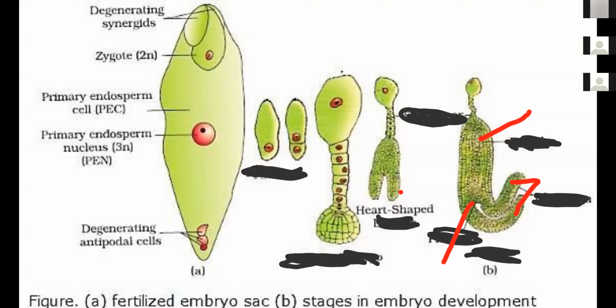So that was about the embryo development. Now we shall see the two different types of embryos: a mature dicot embryo and a mature monocot embryo, in a grass, particularly the monocot embryo.